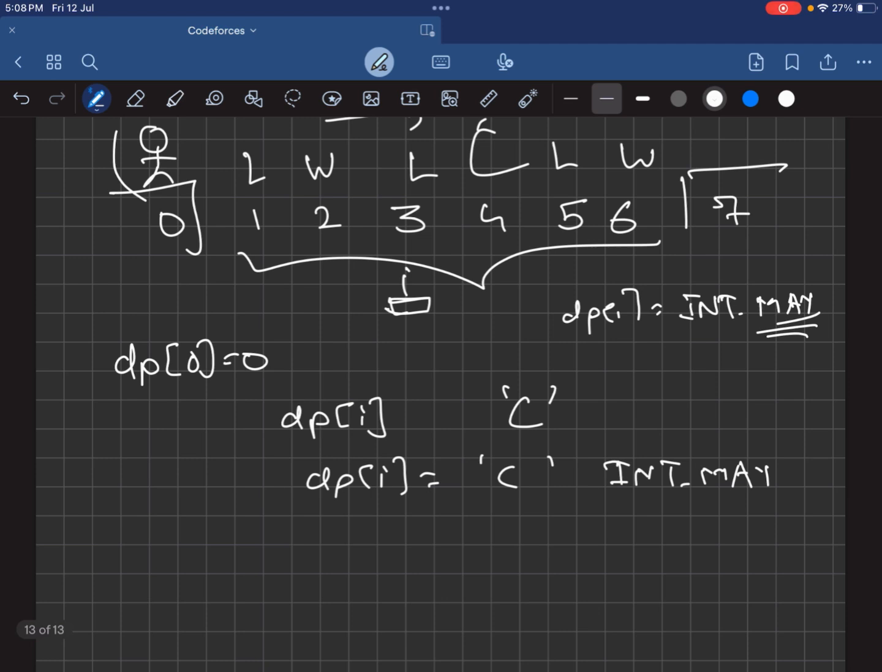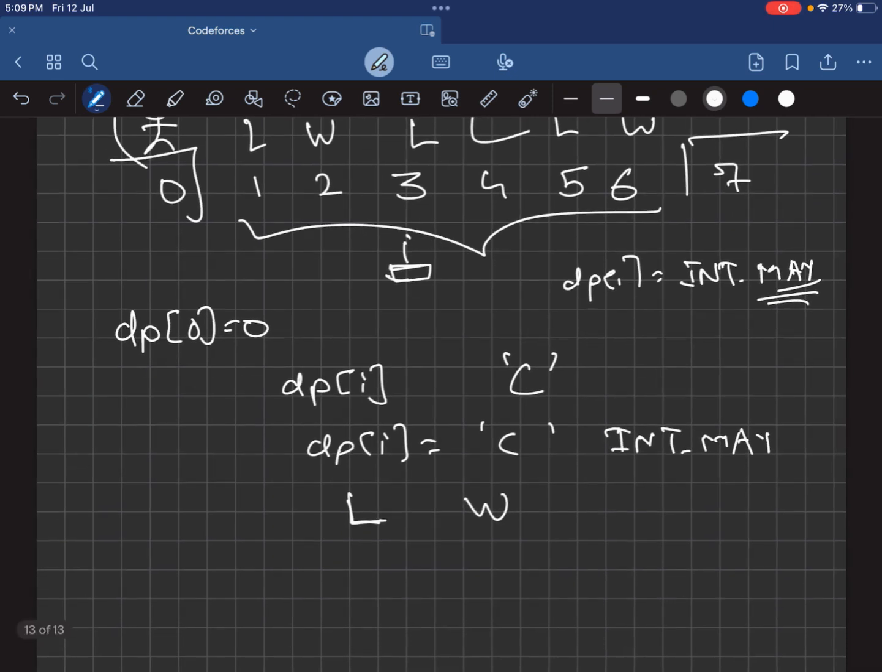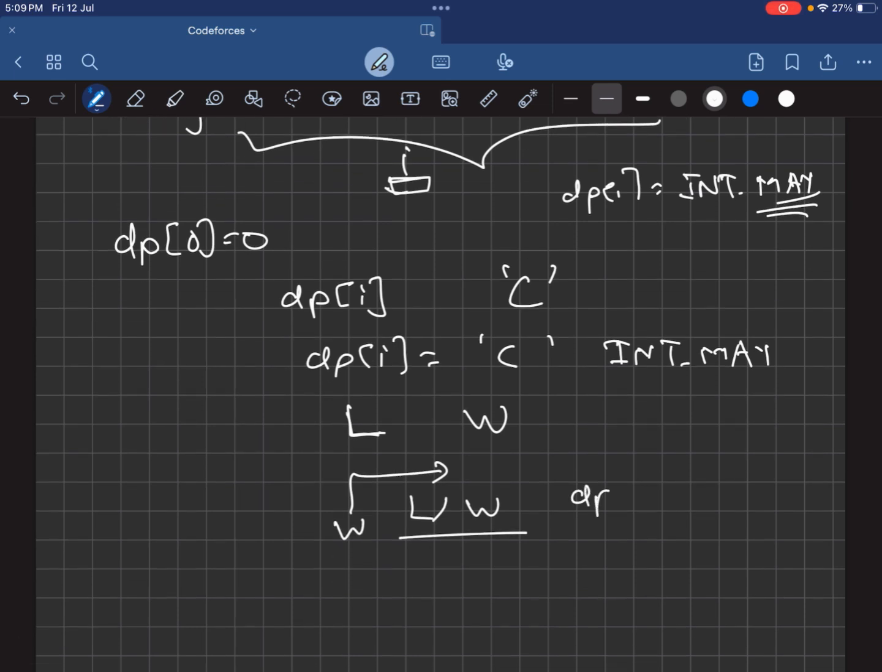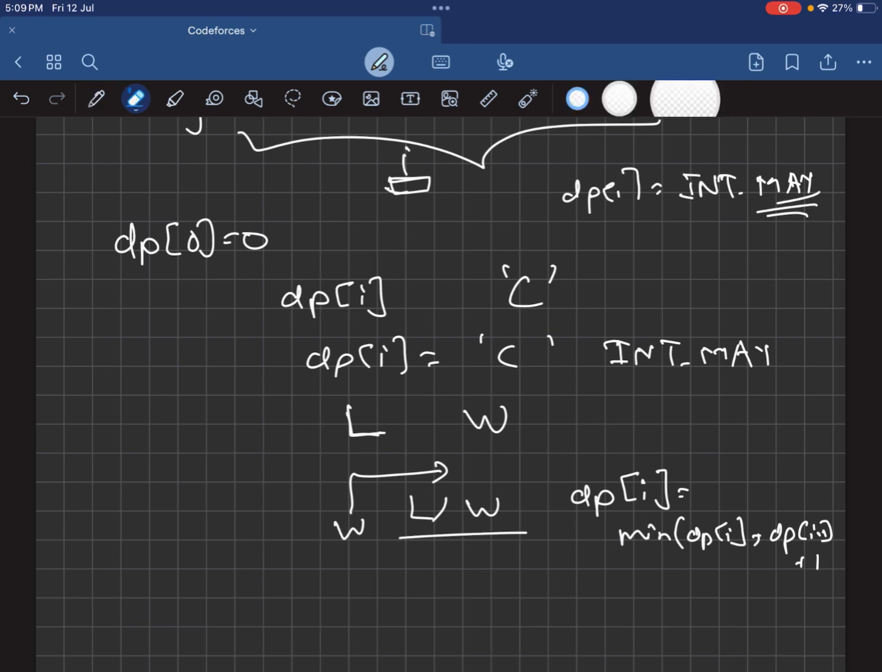If you are at a position with a log or water, how can you land at this position? If you are at a position which has L or W, you could come to this position in the following ways. You could have swum from the previous position. If the previous position was water, then dp of i is equal to min of dp of i, comma, dp of i minus 1 plus 1. So I'll write this properly.